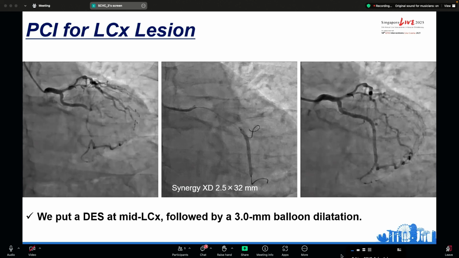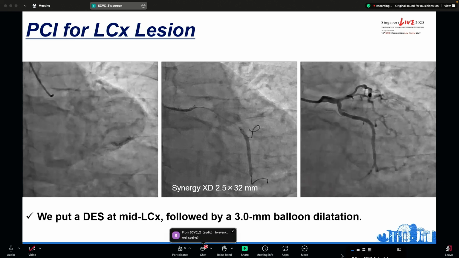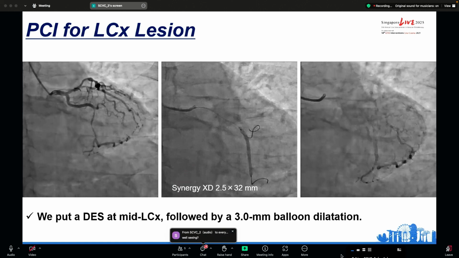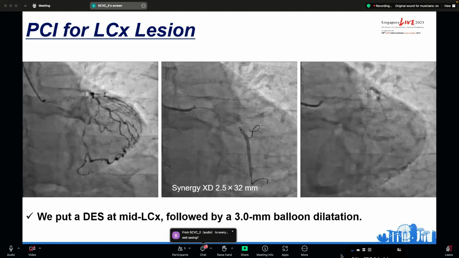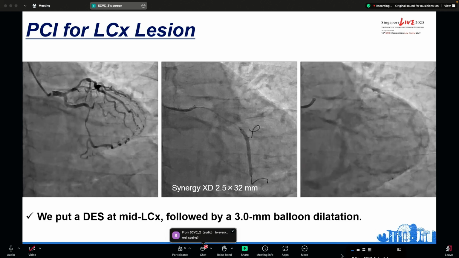We have already performed PCI on left circumflex segment 13. We put a DES at mid-LCX, followed by a 3.0 mm balloon dilatation, and the procedure was completed successfully.